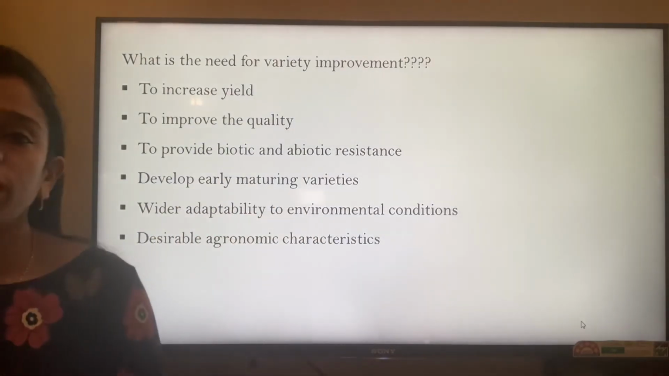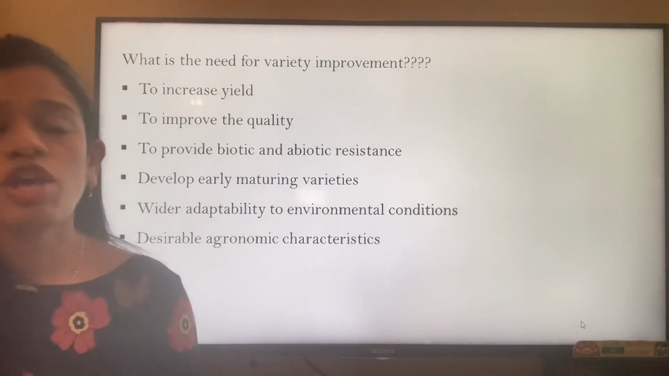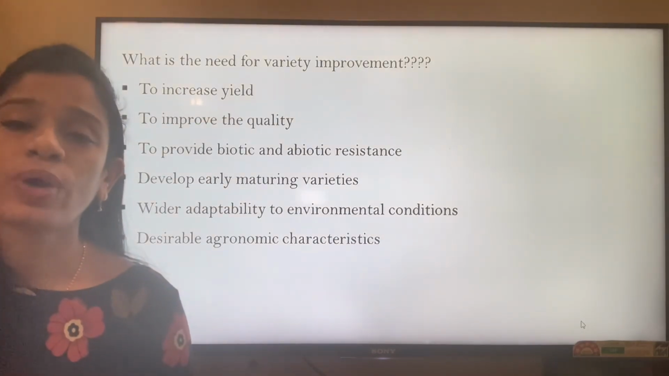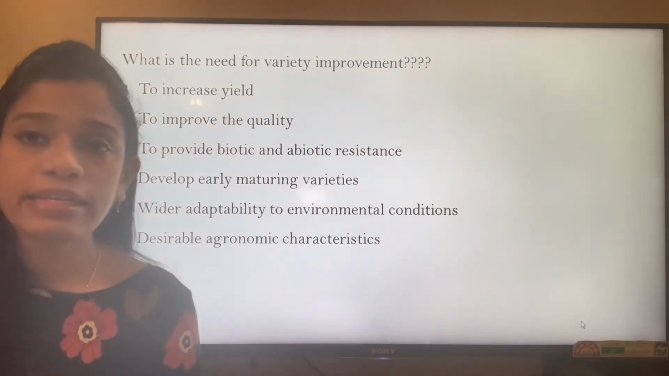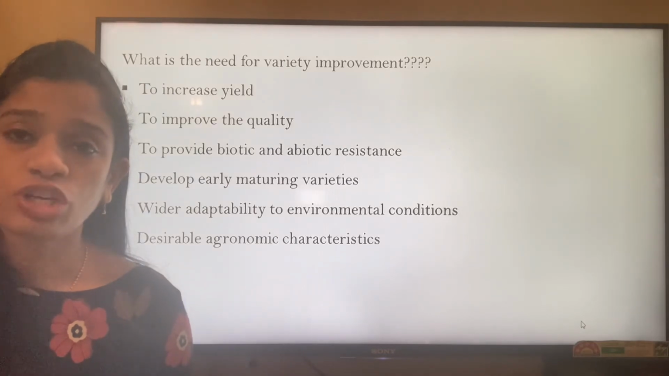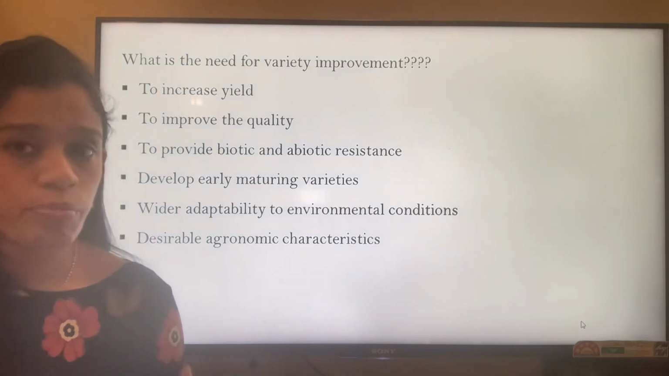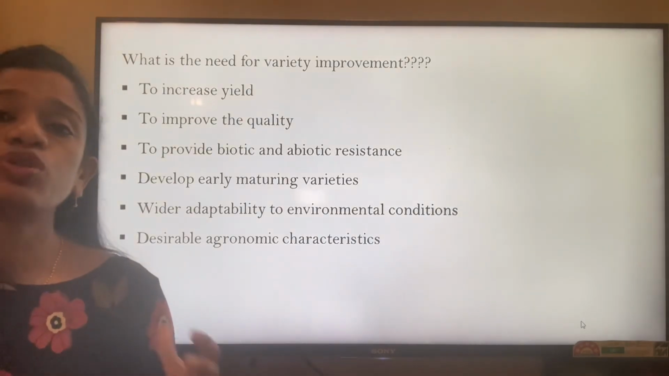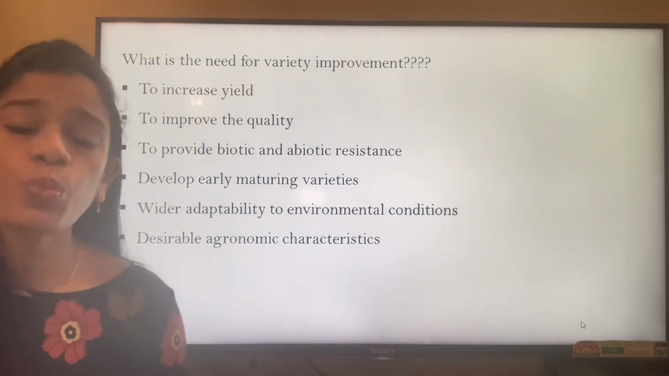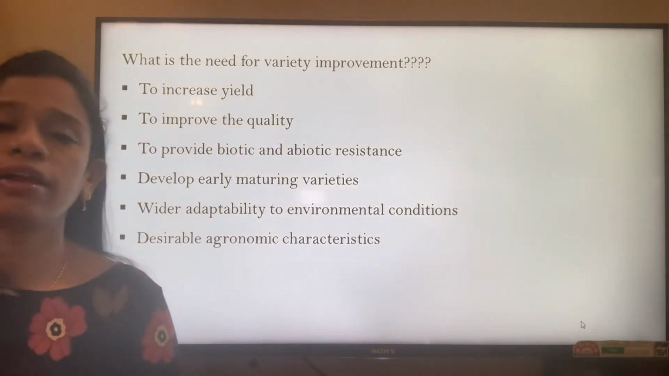Develop early maturing varieties. Adaptability to the environmental conditions. Due to global warming, there is a huge difference in the weather conditions. It might rain anytime, the temperature increases or the temperature drops. So there are different types of weather conditions which are totally unpredictable, and the crop should be able to withstand them while growing in a particular place. And desirable agronomic characteristics.